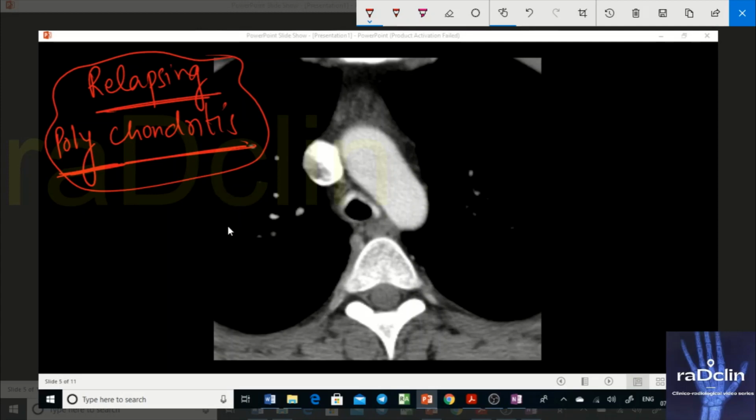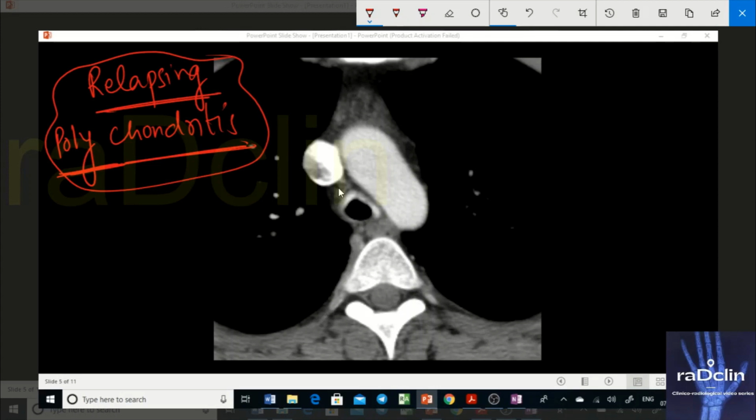And you will see that only the cartilage part is thickened. Cartilage is there in your intrathoracic as well as extrathoracic trachea, so both parts of the trachea are involved, intra as well as extra, and you will see cartilage thickening. The posterior tracheal membrane will be spared.